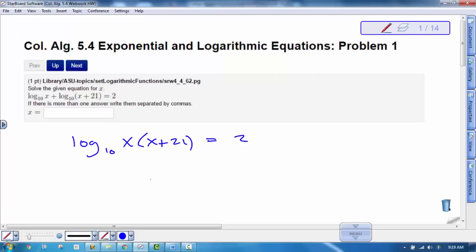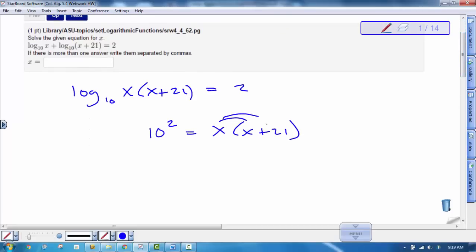And that equals 2. So then if I change this into exponential form now, it's 10 to the second power equals x times x plus 21. So it's base to the exponent equals the argument. And then I can distribute, and that's 100 equals x squared plus 21x. And I'll subtract the 100 from both sides to get this into a quadratic.